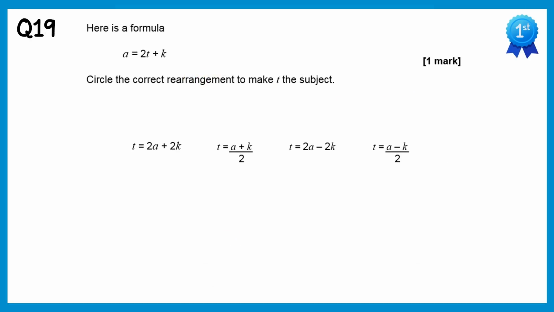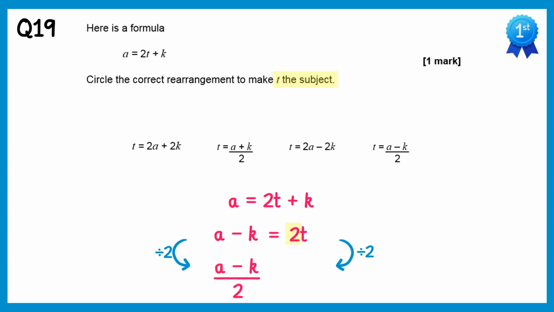In this question we need to make t the subject, so we'll start with the formula. We're going to remove this plus k first by taking away k from both sides. If you take away k from the left, you get a minus k, and take away k from the right, the k's cancel, so you're just left with 2t. We'll then eliminate this 2 here by dividing by 2 on both sides. On the left, that's a minus k, divided by 2, and on the right, the 2's cancel, so you've just got t. This shows us the answer is the last one.